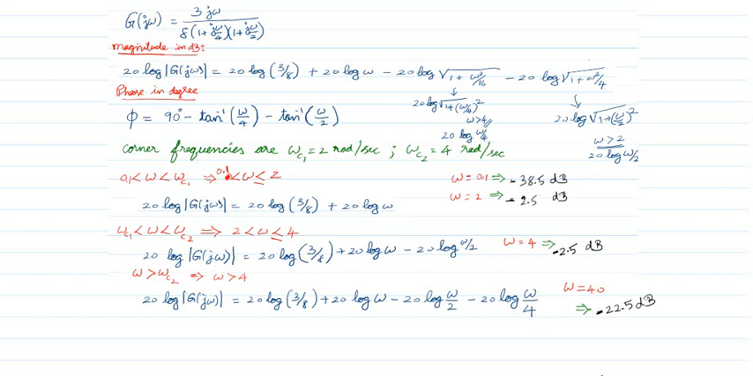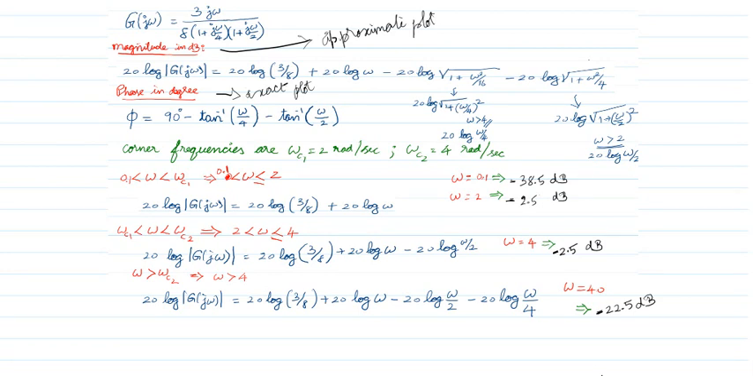Now look at this magnitude expression, right? In a Bode plot, the magnitude plot is an approximate plot. The phase plot is exact. Because of this approximation only, we can draw the Bode plot very quickly. That is the advantage. This approximation is an advantage, right?